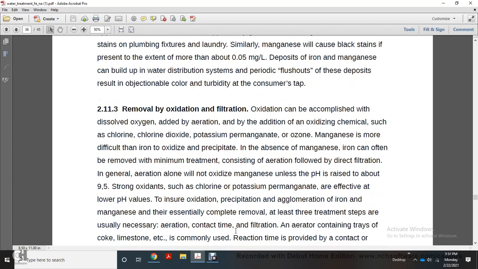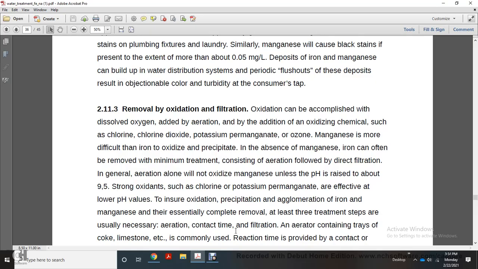Removal by oxidation and filtration. Oxidation can be accomplished by adding dissolved oxygen through aeration, or by the addition of oxidizing chemicals such as chlorine, chlorine dioxide, potassium permanganate, or ozone. Manganese is more difficult than iron to oxidize and precipitate. In the absence of manganese, iron can often be removed with minimum treatment consisting of aeration followed by filtration.